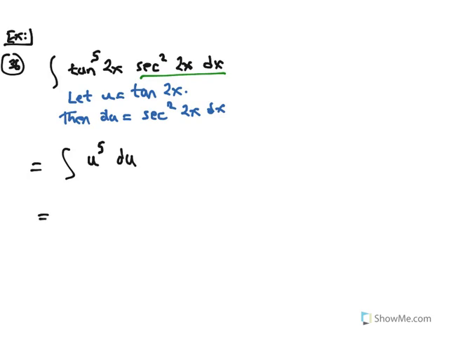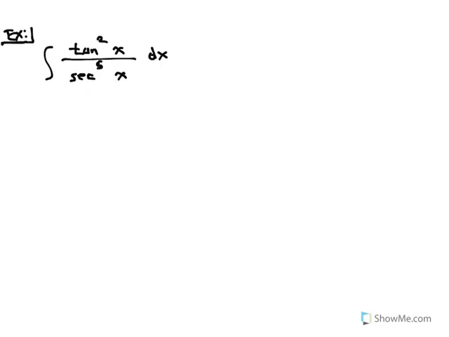And once you have done that, you just integrate using the power rule for integration and go back to x by replacing u with tangent of 2x. So you have tangent to the 6th power of 2x, multiplied by 1/6, plus c.